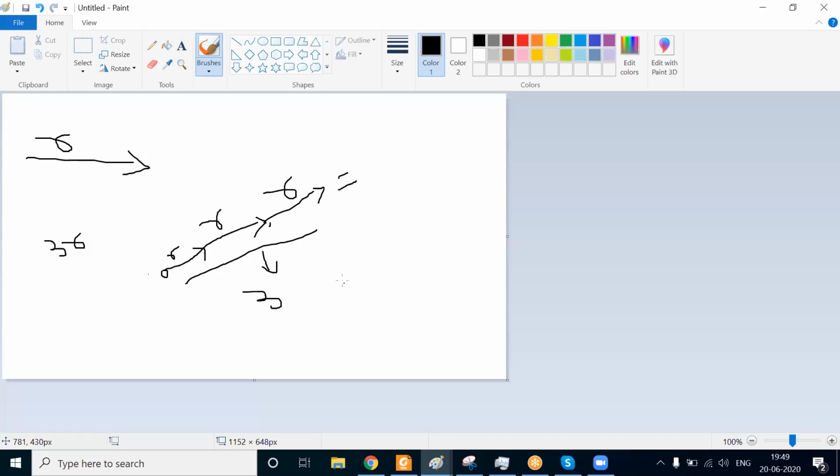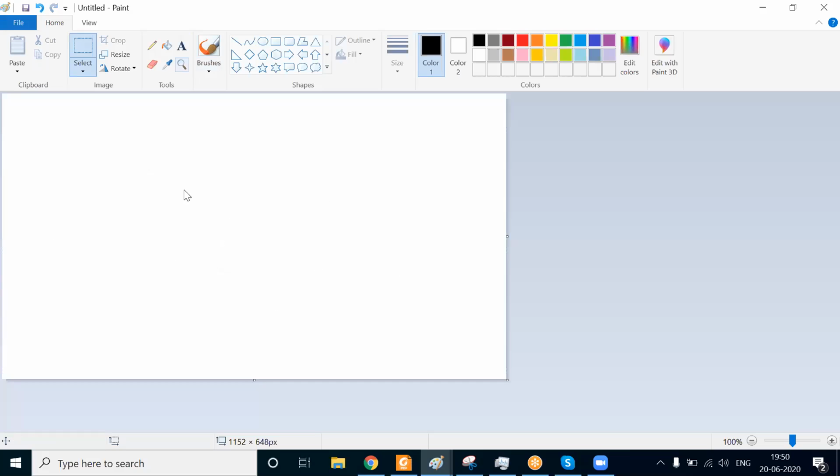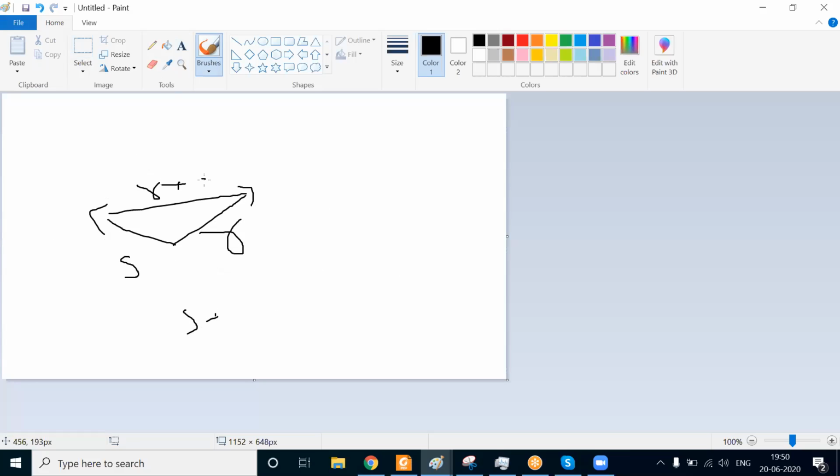If I do r plus r, right? Then what will happen? In this case, this is r, and this is one dimension. If I just say s, so this is s, right? And if I do s plus r, it is going to be like this. So again, you can see it is generating one more.